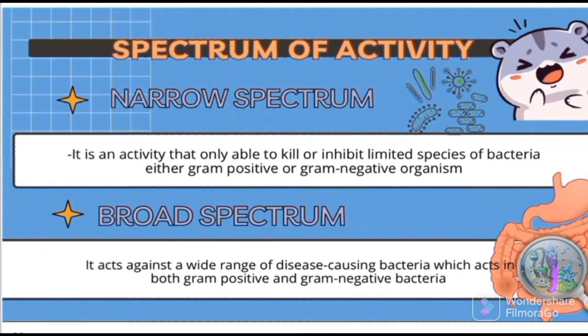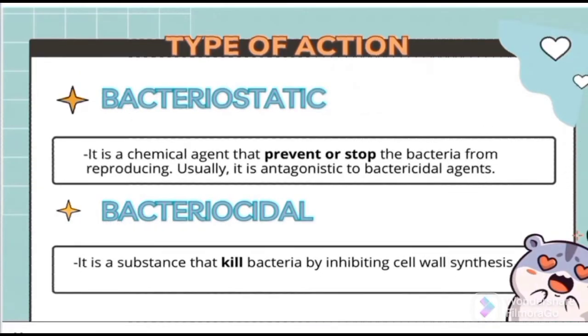We also have, based on type of action, a classification of antimicrobial agents. It includes bacteriostatic and bactericidal. Bacteriostatic is a chemical agent that prevents or stops the bacteria from reproducing. Usually, it is antagonistic to bactericidal agents. Examples of bacteriostatic agents are sulfonamides and tetracycline. While bactericidal is a substance that kills bacteria, for example by inhibiting cell wall synthesis. Examples of bactericidal agents are penicillin, aminoglycosides, and vancomycin.